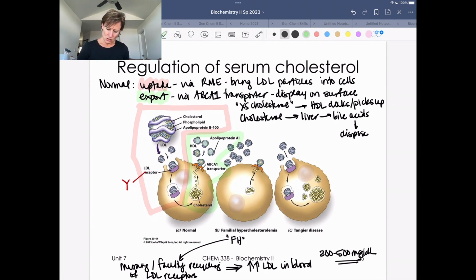So highlighting here, let's just go in and put this in red, that when we have this missing or faulty LDL recycling of the receptors, that's an uptake issue. That's why we have cholesterol issues. So familial hypercholesterolemia is really an uptake issue. Tangier's disease is really an export issue.